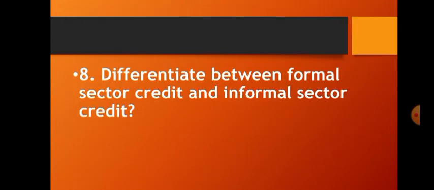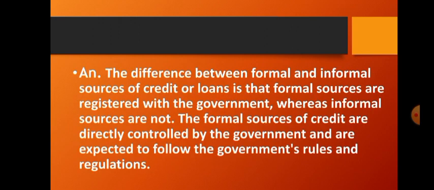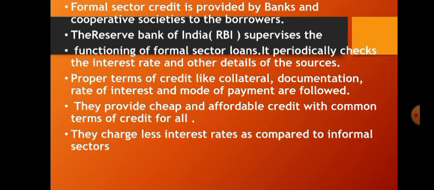Now differentiate between formal sector credit and informal sector credit. We already saw some points on formal sector loans. The difference between formal and informal sector loans or credit is that formal sources are registered with the government, informal sources are not registered. Formal sector credit is provided by banks and cooperatives, and mainly the Reserve Bank of India supervises the functioning and proper terms of credit like collateral, documentation, rate of interest, all that is required. They provide cheap and affordable credit. They charge us less interest.